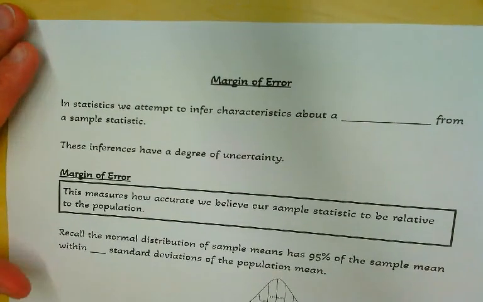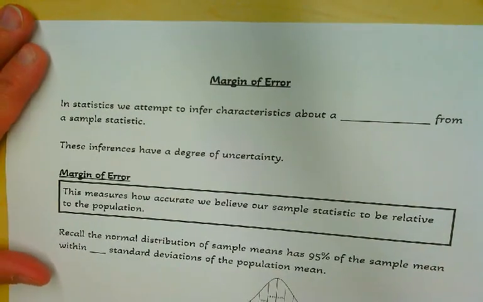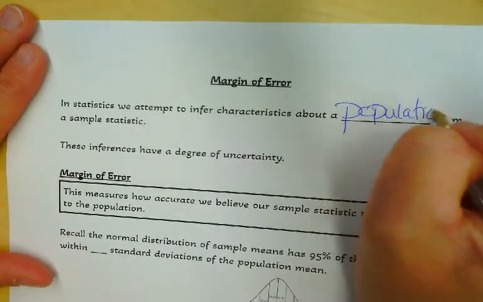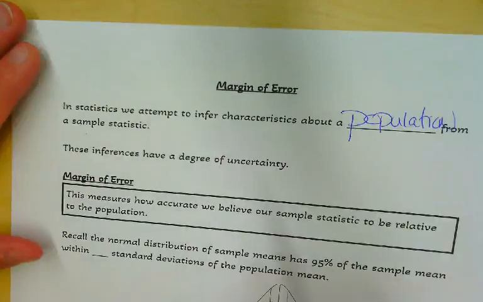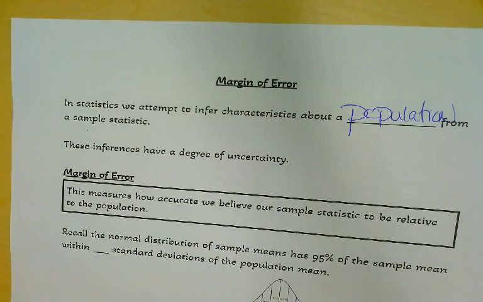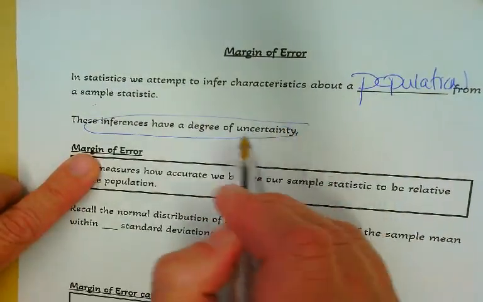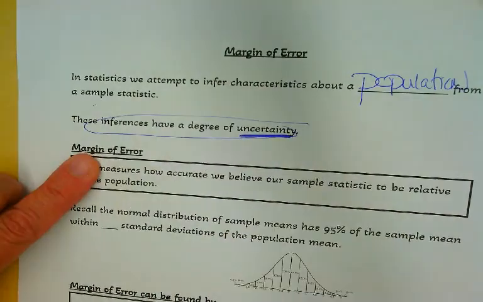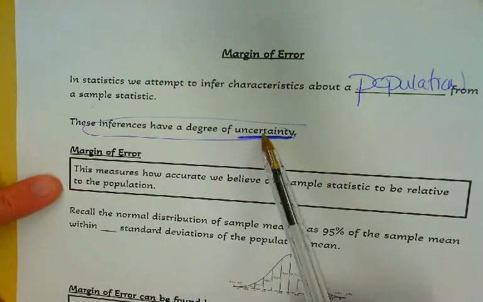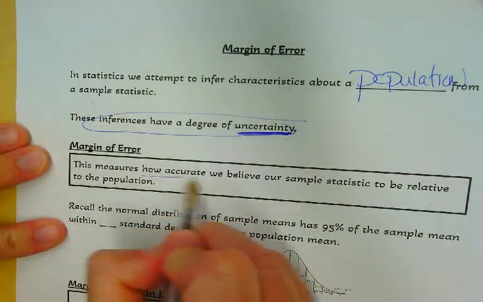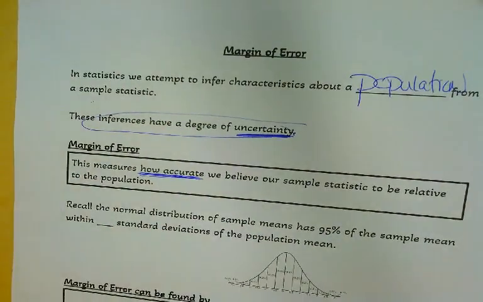Margin of error. In stats, we attempt to infer characteristics about a population from a sample. Because remember, it's really hard to get your hands on an entire population. So we use these samples to make inferences about a population. However, these inferences have a degree of uncertainty. What that uncertainty is, we call a margin of error. This is the measure of how accurate we believe our sample statistic to be relative to the population.